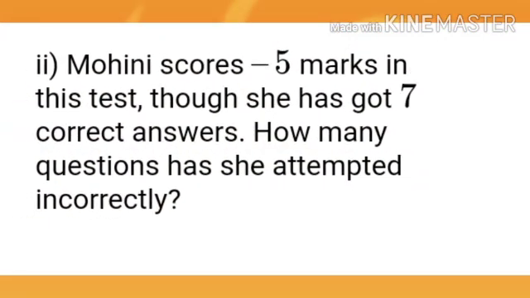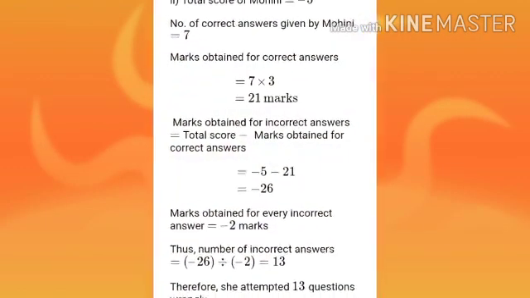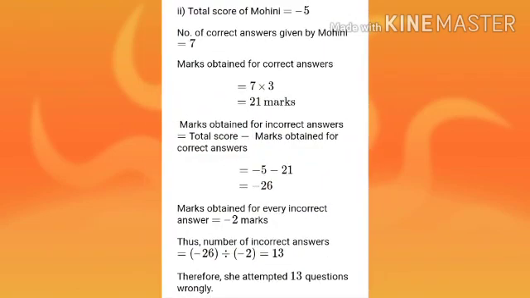Here is the second subdivision. Mohini scores minus 5 marks in this test. Though she has got 7 correct answers, how many questions has she attempted incorrectly? Here the total score of Mohini is minus 5 marks. Number of correct answers given by Mohini is 7. So total score is minus 5. Number of correct answers is 7. Then marks obtained for correct answers is 21, which means for every correct answer 3 marks are awarded. 7 into 3 is equal to 21 marks.